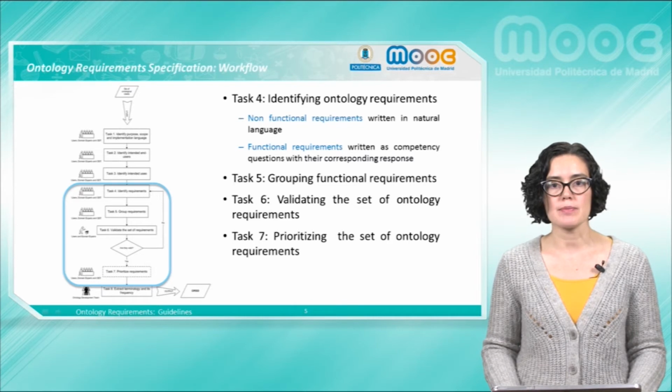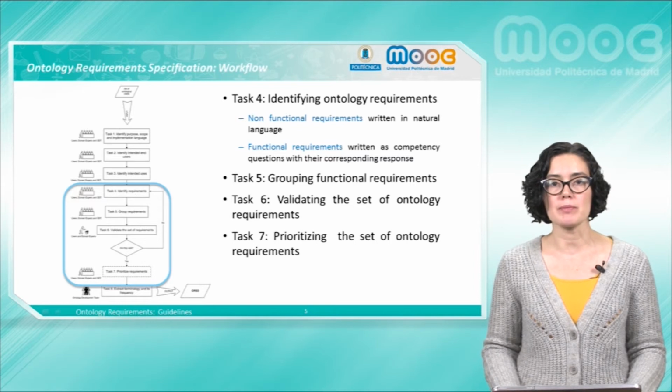Then, the grouping of functional requirements is needed. For doing this, there are different approaches. One option is to analyze the frequency of the terms in the competency questions and group the questions based on the terms that have higher frequency. Another possibility is to use pre-established categories, such as time, measurement units, locations, and so on.